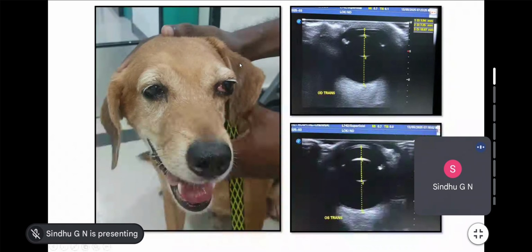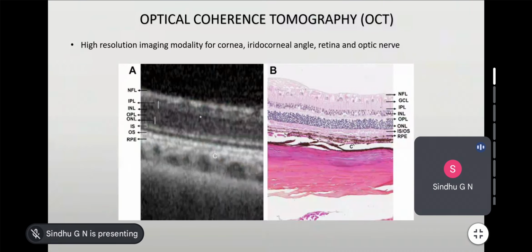Slowly, that pet started developing nasal bleeding, and it got aggravated and was euthanized later. So, optical coherence tomography is an advanced imaging technique which is a high resolution imaging modality. It is similar to ultrasonography, where ultrasonography uses sound, OCT uses light, and it gives an image which is almost equivalent to a histology image.